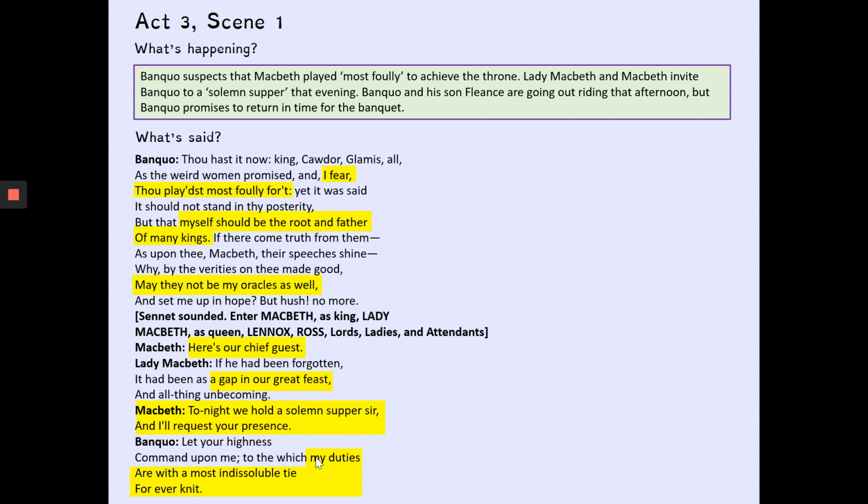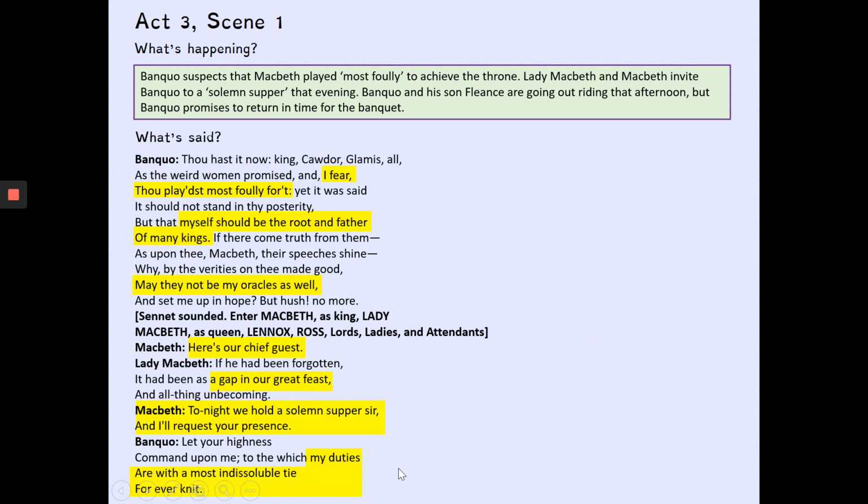So Banquo is still playing this game. "Let your highness command upon me." Okay, so respectful language there. "To the which my duties are with a most indissoluble tie forever knit." Now, again, he's playing with language here, because on the surface, it looks like he's being very respectful towards Macbeth when he's talking about your highness, my duty, forever knit.